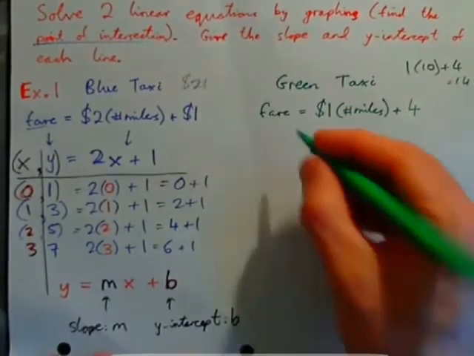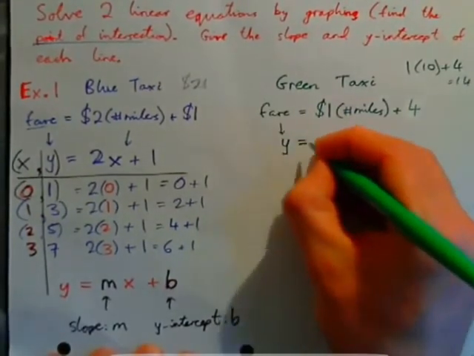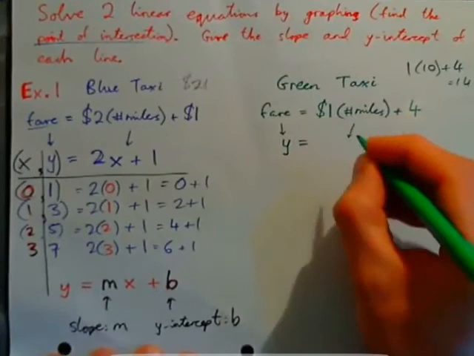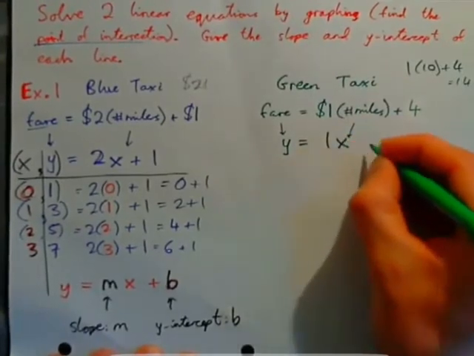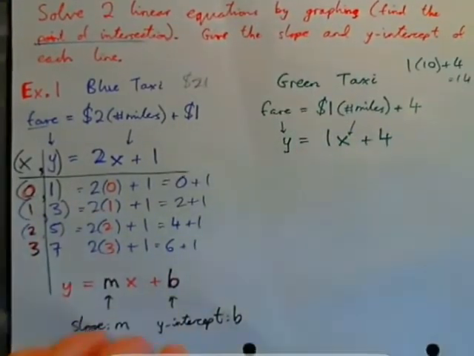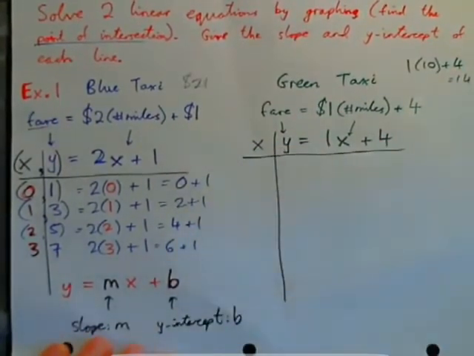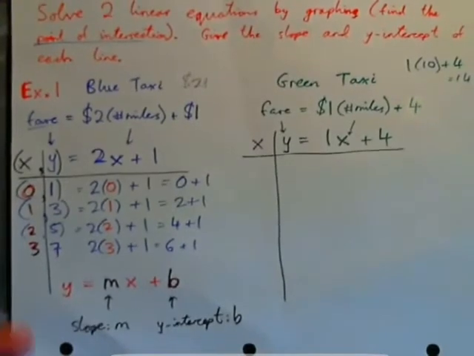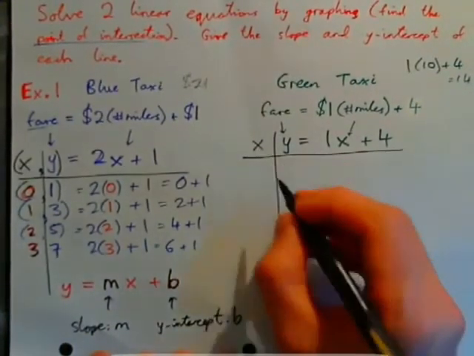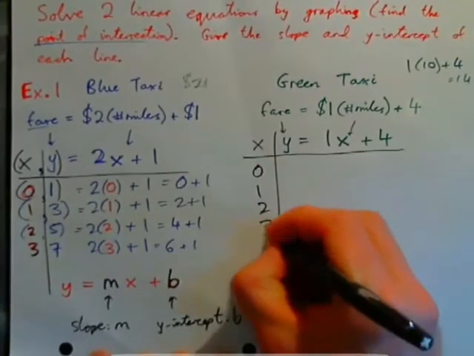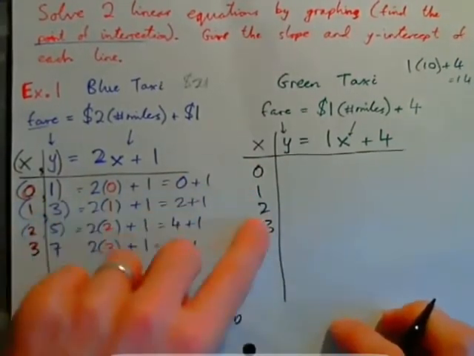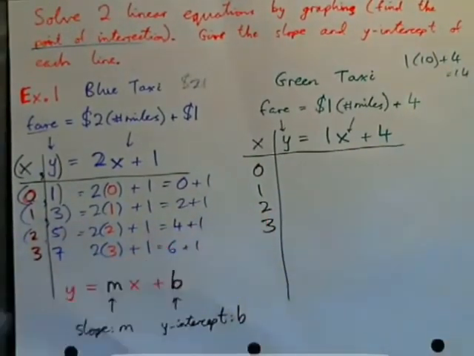So in any case, my fare is going to be y. My x, miles, is going to be x. So y equals 1 times x plus 4. And I need to make a table of x, y. I guess a lot of people get stuck at this. How do I make a table? You just plug in 0, 1, 2, 3 for x. I made up these numbers. Plug them in, now calculate the y's and then plot the line, okay?